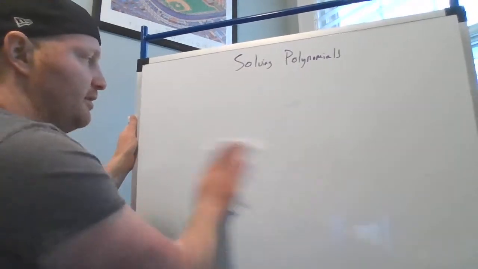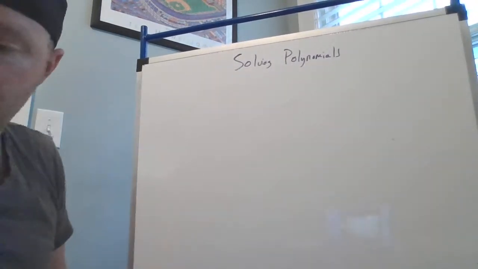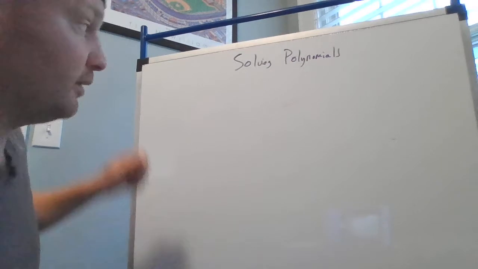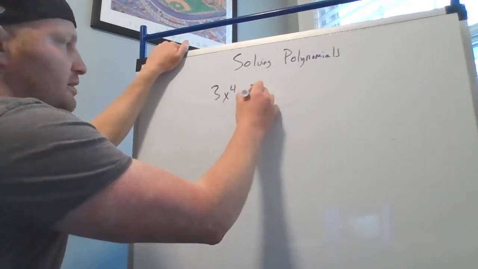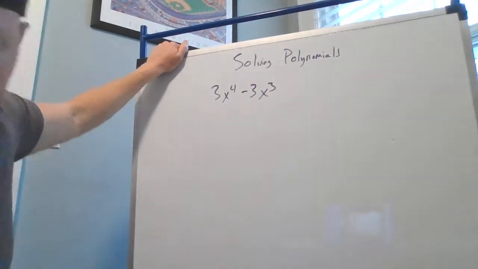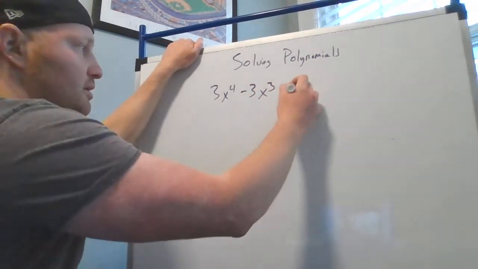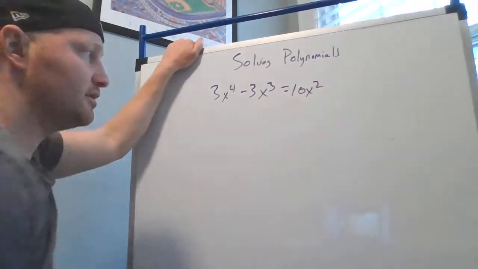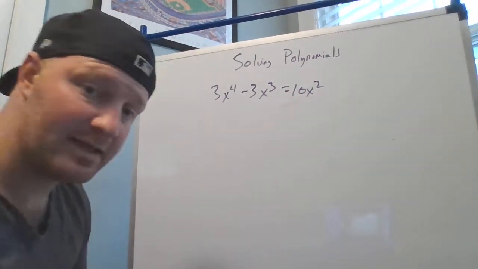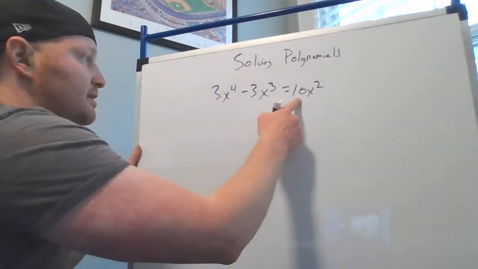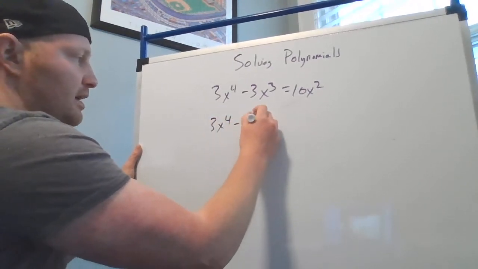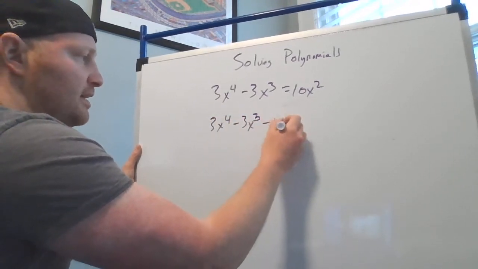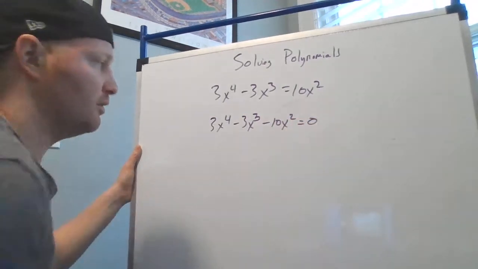And now my last one is going to be this one. So I got 3x to the fourth minus 3x cubed equals 10x squared. So the first thing you got to do here is make this equal to 0. Subtract this 10x squared from both sides. 3x to the fourth minus 3x cubed minus 10x squared equals 0.